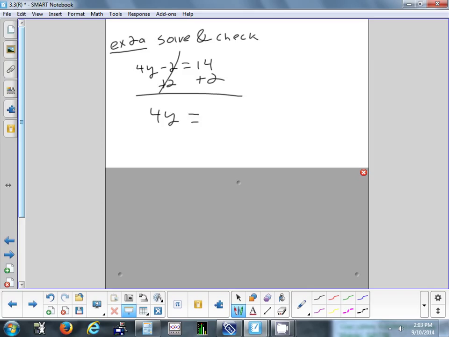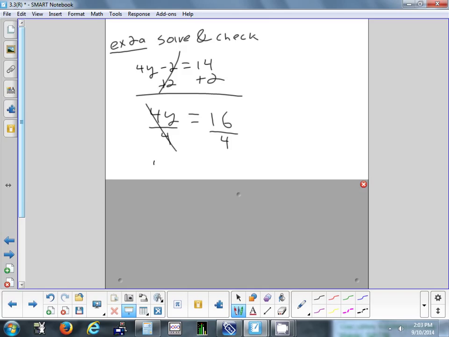4y. What's 14 plus 2? 16. There's no more addition and subtraction. Now we're in the third step. Multiplication or division. We have to do division, yep. What do we divide each side by? 4. And 4. 4 divided by 4 is 1. All we're left with is y. 16 divided by 4. 4.